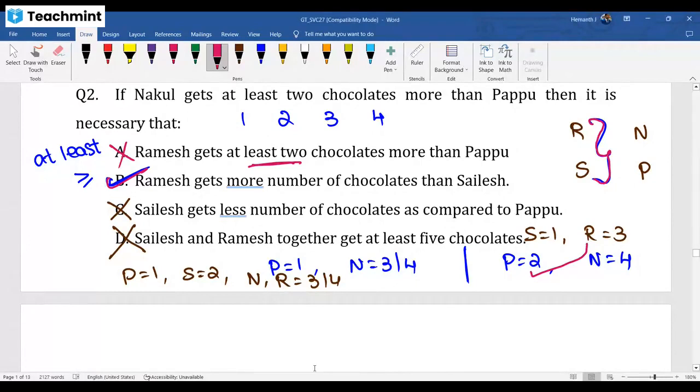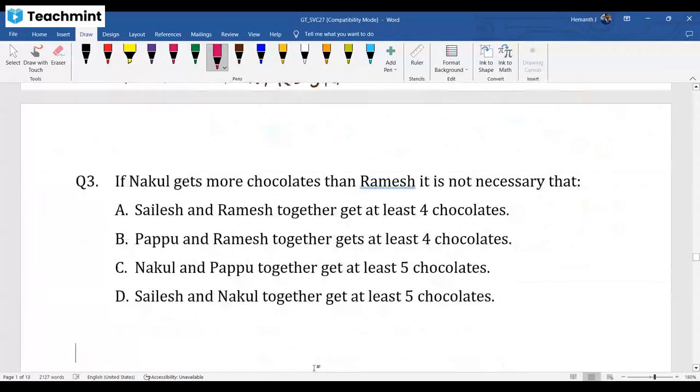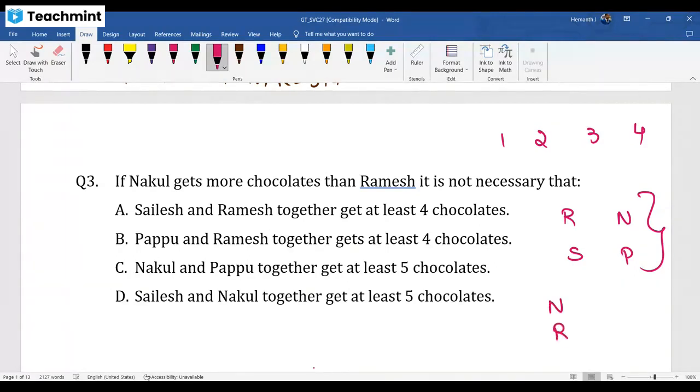I'm moving to the next one. One more question is there, three questions. Announce it. We have one data: R is more than S, N is more than P. This is already given in the question, that is fixed. The other thing is 1, 2, 3, 4. If Nakul gets more than Ramesh, then for Sailesh or Pappu we don't have clarity, but Nakul will get 4 for sure.